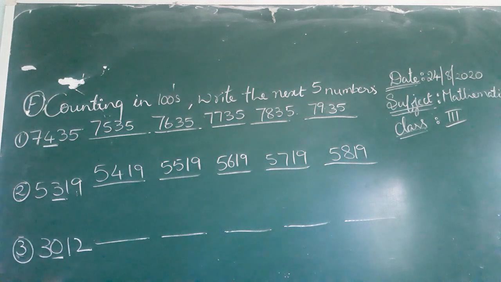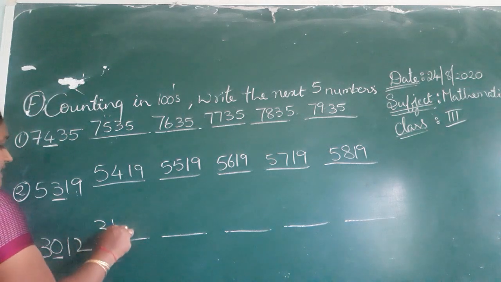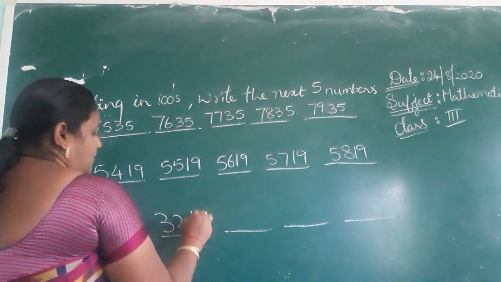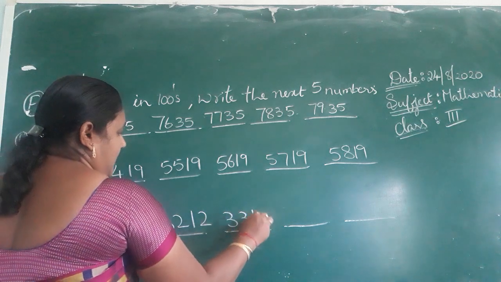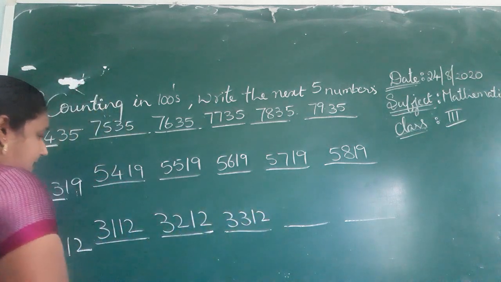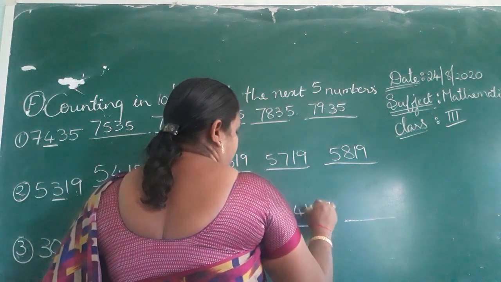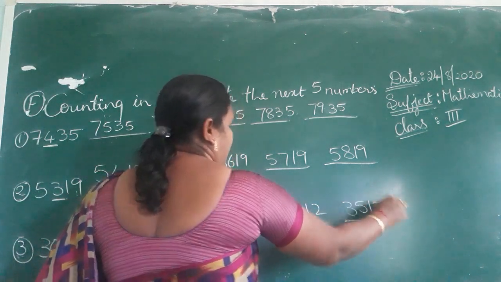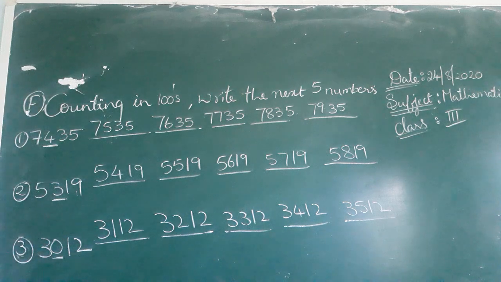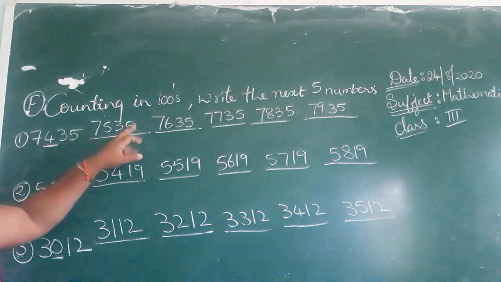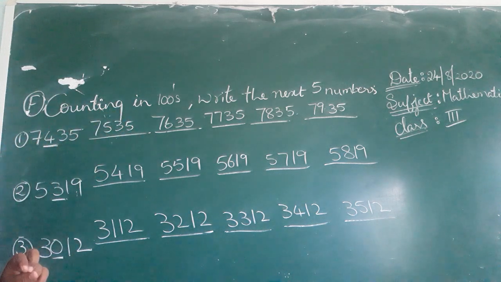If you observe here, you may get some confusion, children. Here 0 was given. 0, after that what will you get? 100. So 3112, 3212, 3312. We need not change the remaining digits. 3412, 3512. Like that you have to write. Without changing all the numbers in that series, you just have to add to the hundreds place digit. Then you will write all the numbers easily. Okay, children. Next one.